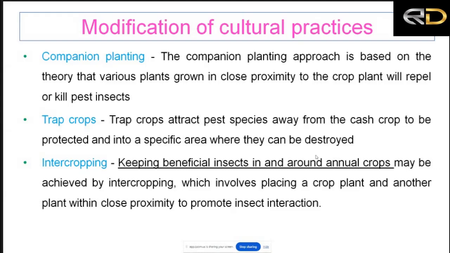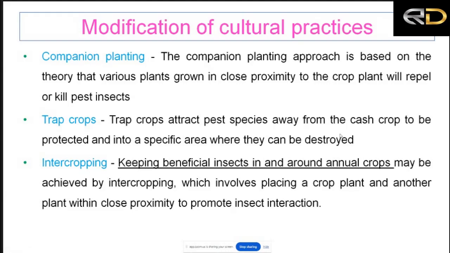Just like companion planting, the next one is trap crops. By the name you might have heard, trap crops means we are growing another crop which is very attractive to the pest, and when we are growing it with the cash crop, the pests do not attack the cash crops, but alternately go towards the trap crops that we have grown. It is located a little bit outside our crop area, and they can be destroyed later.